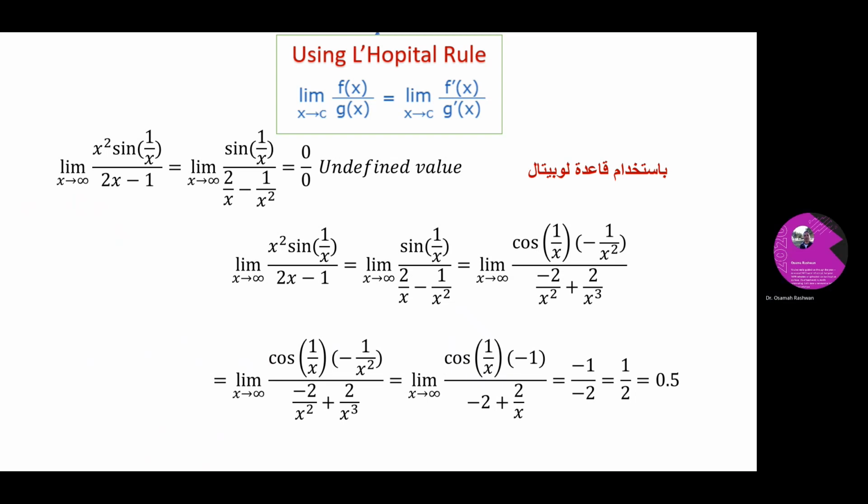But if I do this one, I have minus 1 over minus 2, which is half, right? When I multiply by x squared, I end up with minus 1 here, minus 2 here, and here I have 2 over x. So when I substitute, I have cosine of 1 over infinity, which is cosine 0, which is 1, times minus 1 is minus 1, and minus 2 plus 2 over infinity, which is 0, will be minus 2. So I end up with half.